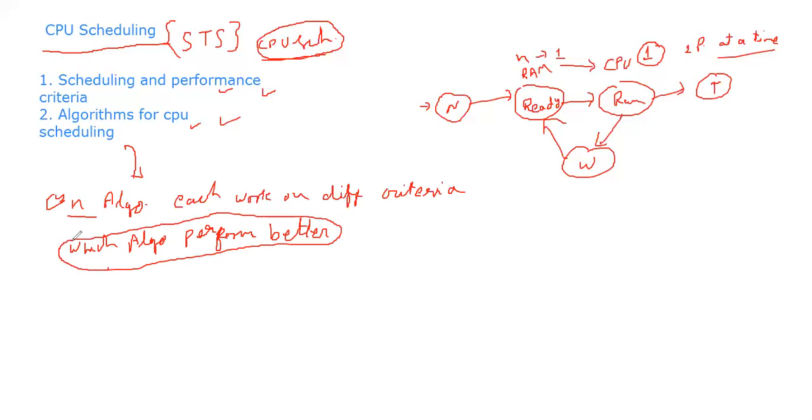Every algorithm has its own way of doing things, but we require a certain comparative analysis so that we can say that this algorithm is performing better than the other algorithm. So how to do this? This is done by the performance or scheduling criteria. On the basis of this, an algorithm gets selected, saying that this algorithm is most appropriate for this particular task.